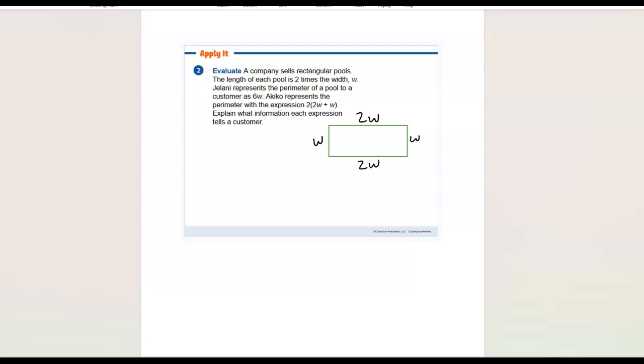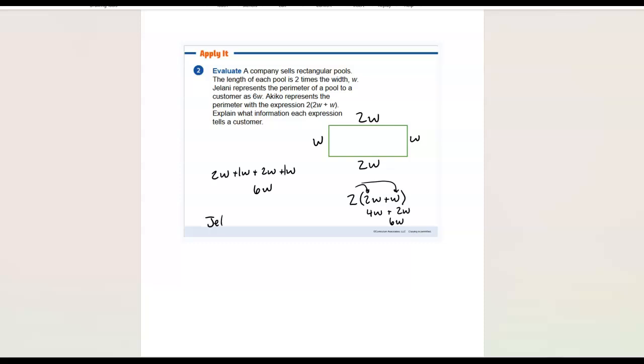Jelani represents the perimeter of a pool customer as 6w. Perimeter is just adding all the sides, right? 2w plus w plus 2w plus w. Remember, w's by themselves would have 1, and you get 6w. That makes sense. Akiko represents the perimeter of the pool as the expression 2 times 2w plus w. Well, if we distribute that out, we get 4w plus 2w, which still gives us 6w. So they're saying the same thing, but explain what information each expression tells a customer.